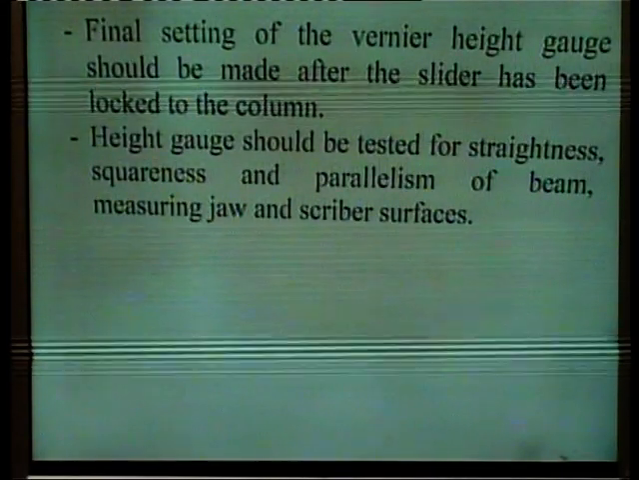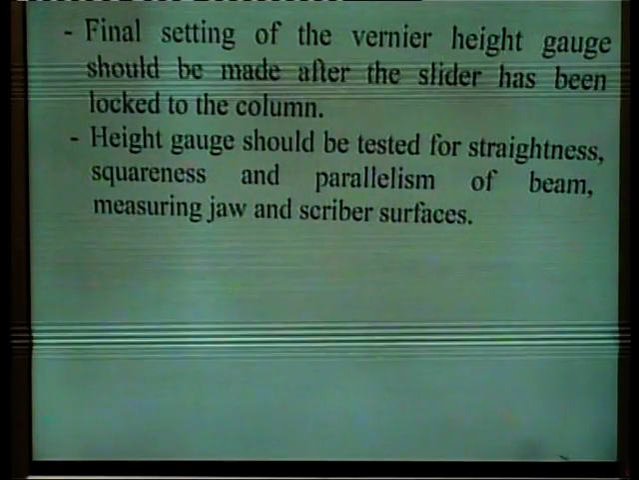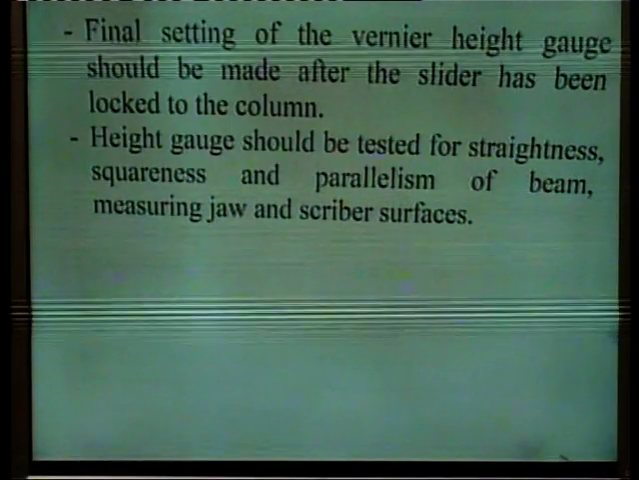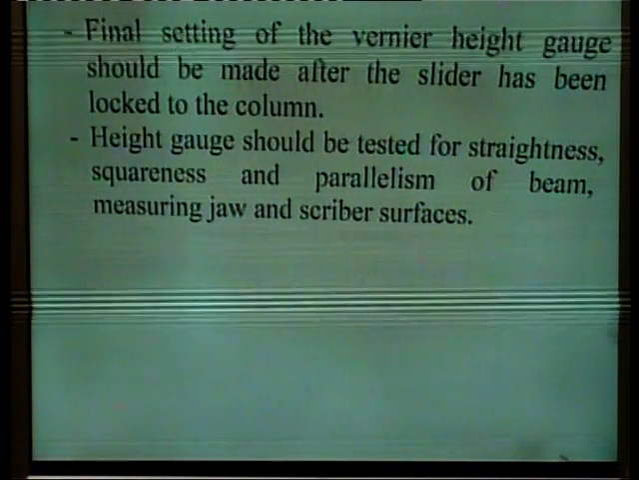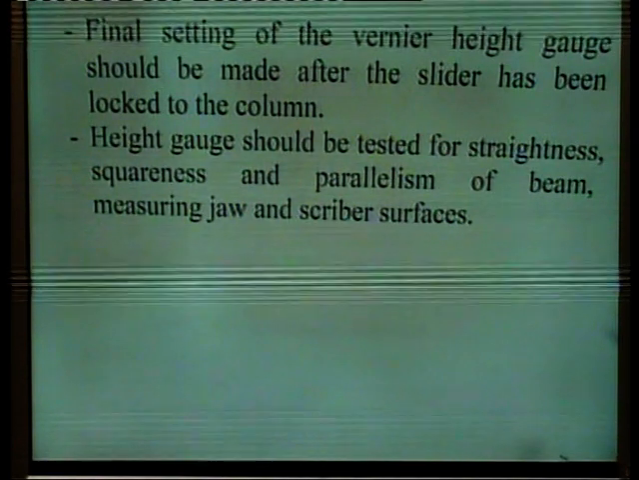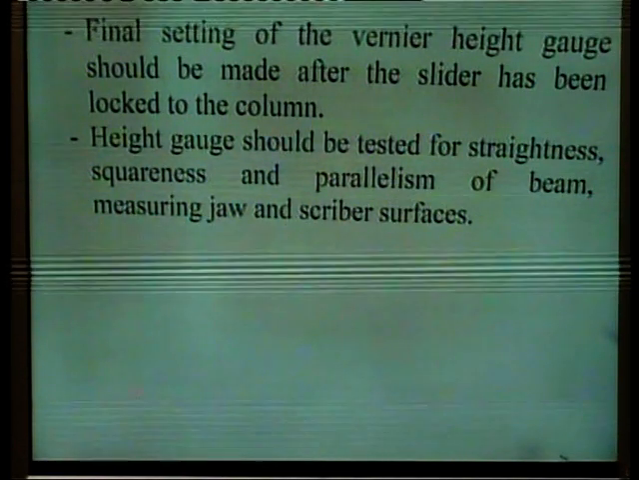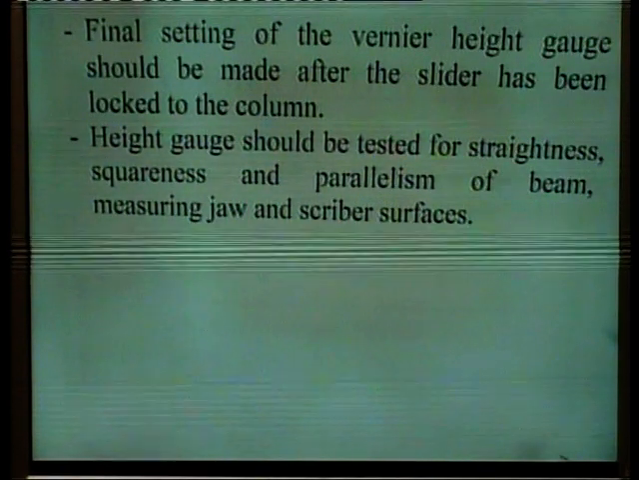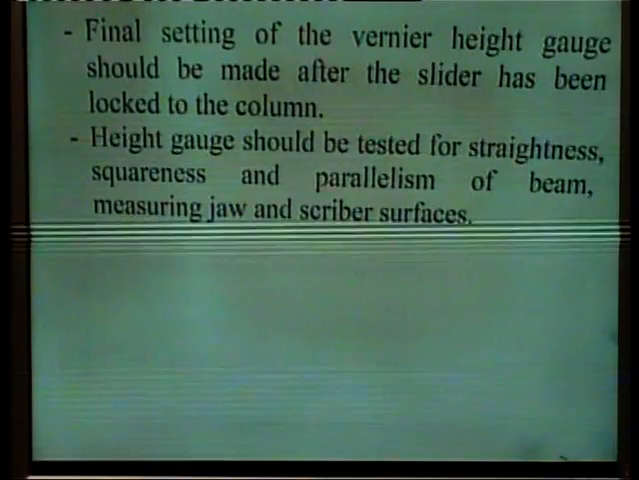The final setting of the Vernier height gauge should be made after the slider has been locked to the column. Height gauges should be tested for straightness, squareness and parallelism of the beam, measuring jaws and scriber surfaces.